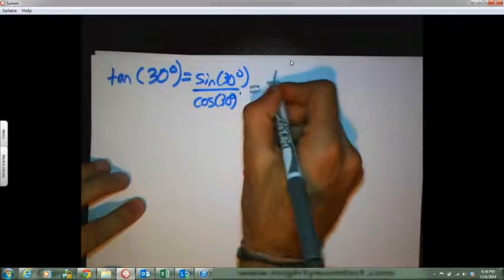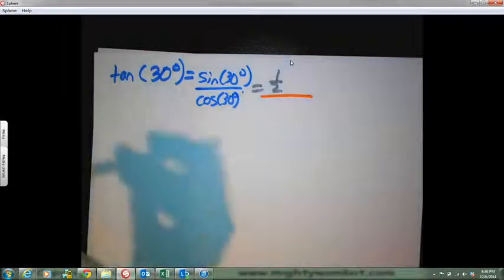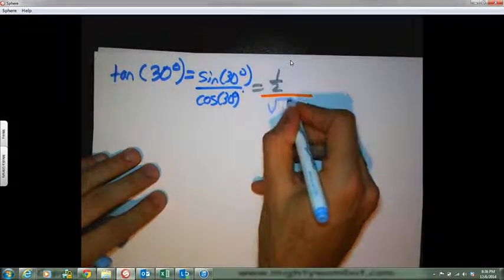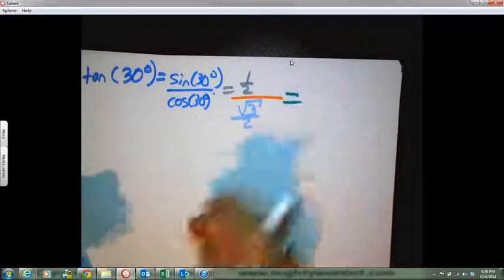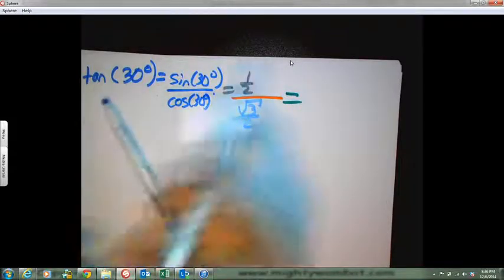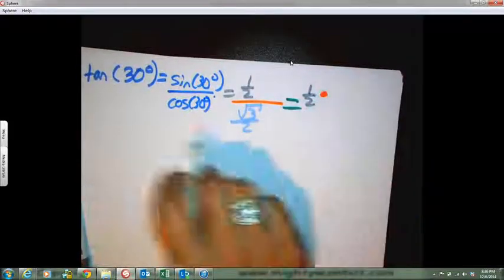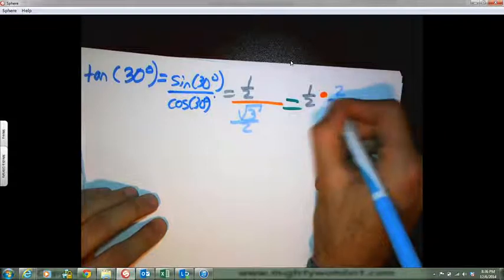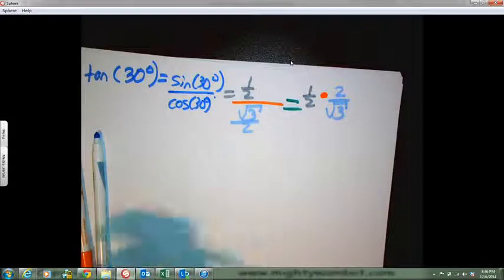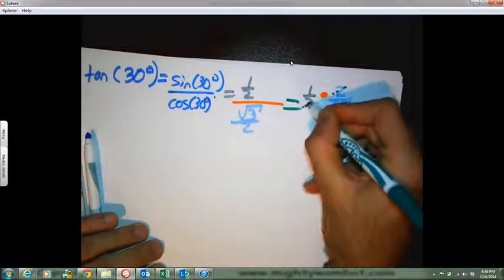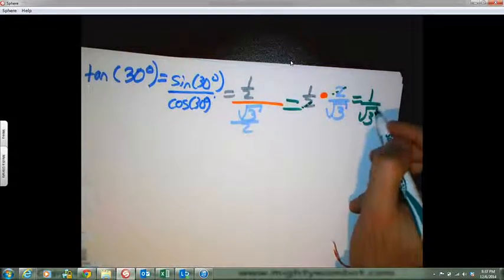Now what does this equal? This equals keep the 1/2, change division to multiplication, and flip √3 over 2 to 2 over √3. Right, now do some algebra. The 2 goes away, the 2 goes away, and I have 1 over √3. Now I don't like 1 over √3. I want to get rid of the radical downstairs. So as Mr. Kurth taught you, you multiply by fancy 1, √3 over √3, and I get √3 over 3, which is the tangent of 30 degrees.